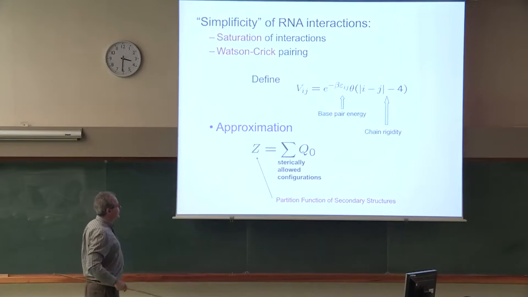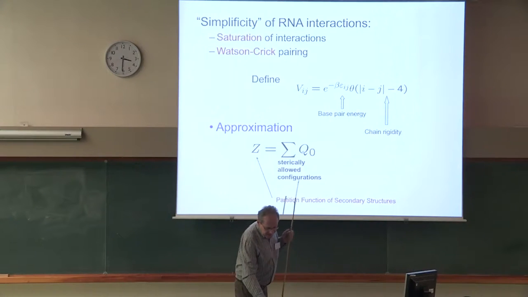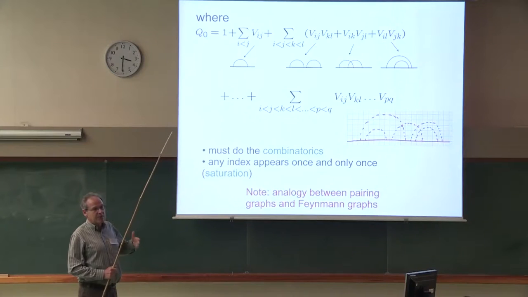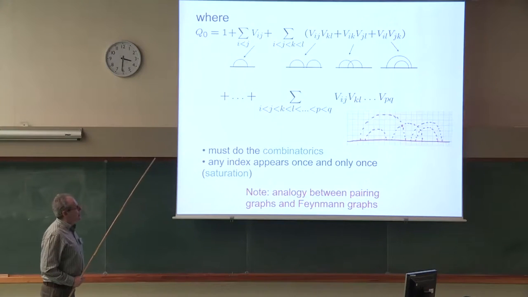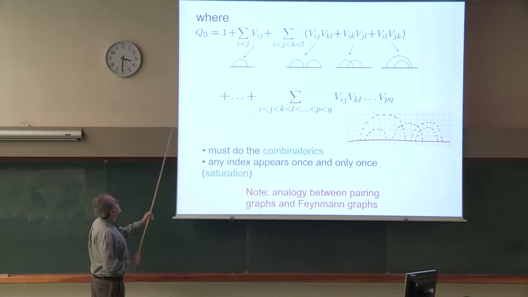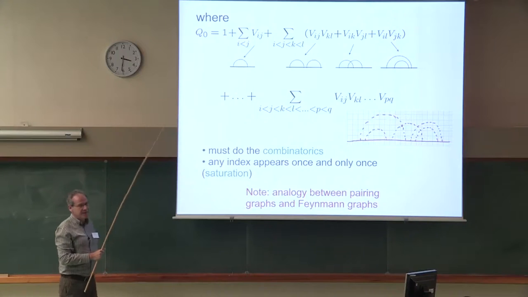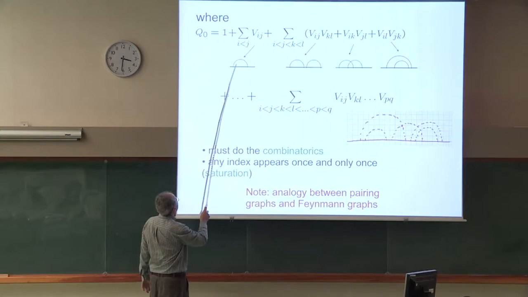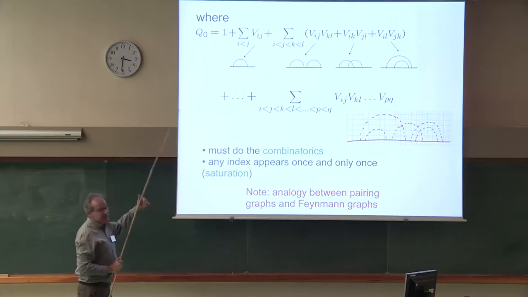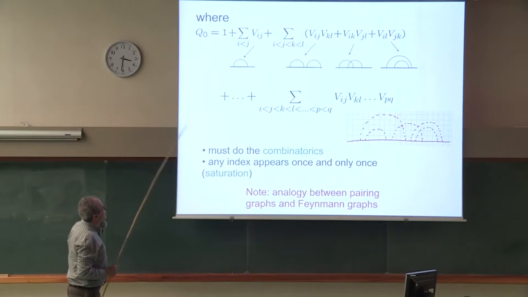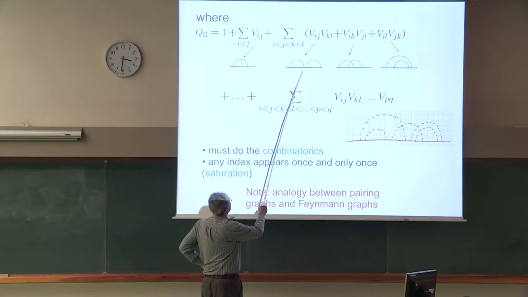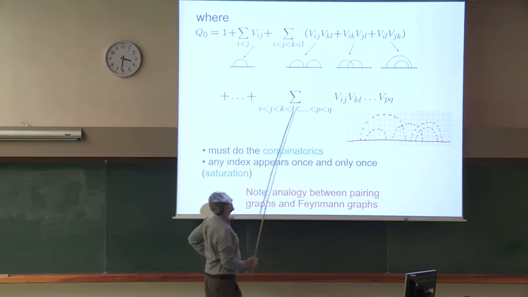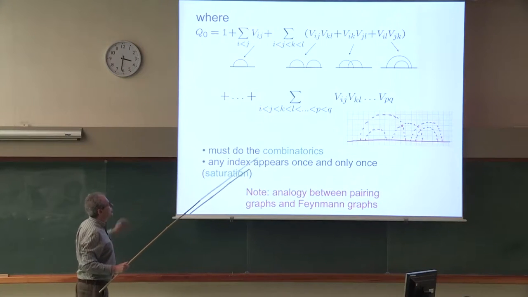And then you can write that the partition function of secondary structure is a sum over all possible graphs or all possible pairing configurations of the system. So Q0, the partition function of the system in this approximation, is 1, that's the graph with no pairing, plus the sum over I smaller than j of Vij, where Vij is the Boltzmann weight of pairing I and j. Then if you take the case with two pairings, you have three types of graphs, two planar graphs, and one pseudoknot, etc.